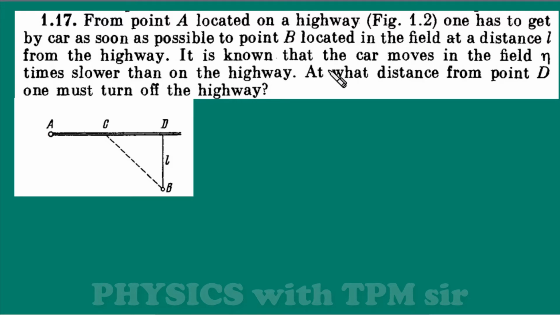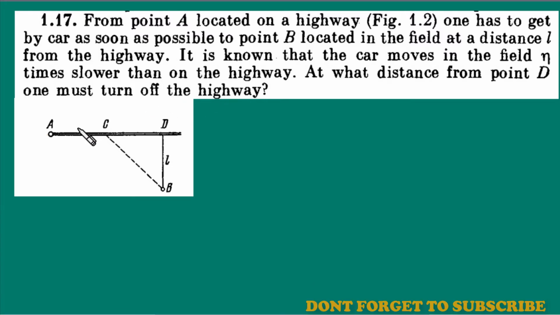It is known that the car moves in the field n times slower than on the highway. So they are actually saying that, suppose on this highway the car travels with speed v, then in the field the car travels with speed v by n, n times slower, or eta. Sometimes we say eta, so you can call it eta, but I am saying n.